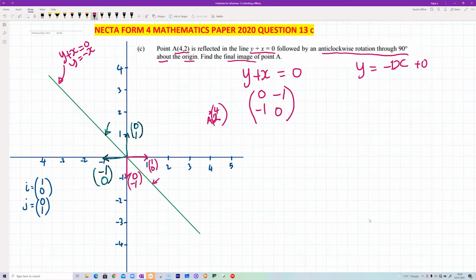I can use this to transform point A. So point A is 4, 2. Write it as vectors. Now, what happens if you multiply this? You're going to get 0 times 4, which is 0, and then we're going to add -1 times 2, which is -2. So this point is going to be at -2. The other point, -1 times 4 is -4, plus 0 times 2 is 0. So that's going to be -4. So point A has now been transformed. This image of A, the first one, is going to be equal to (-2, -4).